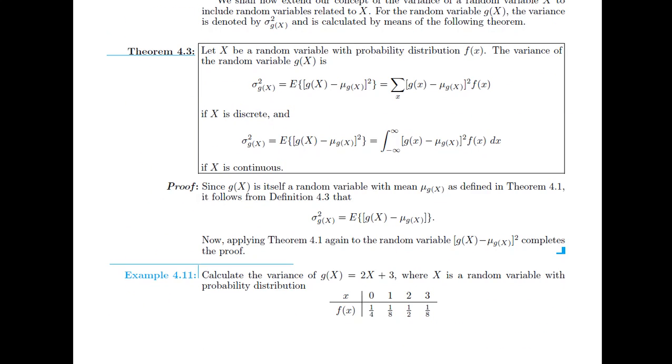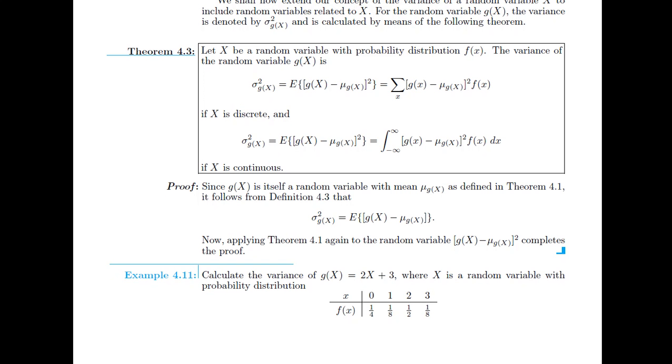Theorem 4.3. Let x be a random variable with probability distribution f of x. The variance of the random variable g of x is sigma square g of x equal expected value of (g of x minus mu g of x) square, equal summation over x of (g of x minus mu g of x) square times f of x if x is discrete, and the following formula if x is continuous.